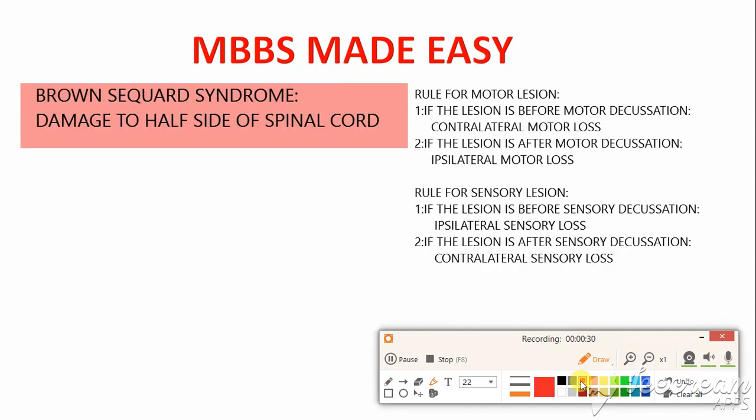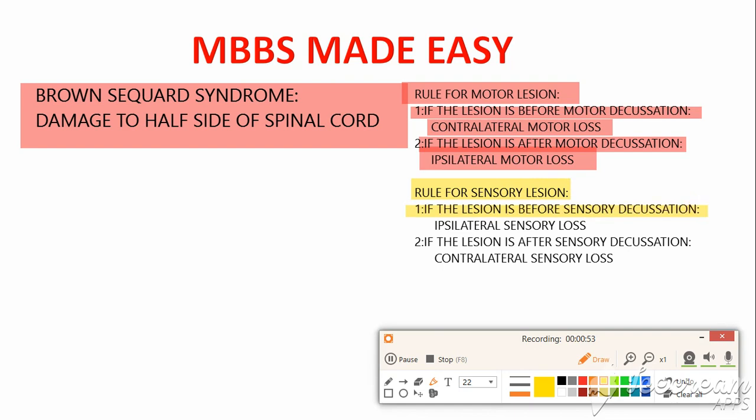Before going into detail of Brown-Séquard syndrome, I'd like you to remember this rule for motor lesion. If the lesion is before motor decussation, you will see contralateral motor loss. But if the lesion is after motor decussation, you will see ipsilateral motor loss. Just like motor lesion, the rule for sensory lesion is: if the lesion is before sensory decussation, you will see ipsilateral sensory loss, and if the lesion is after sensory decussation, you will see contralateral sensory loss.